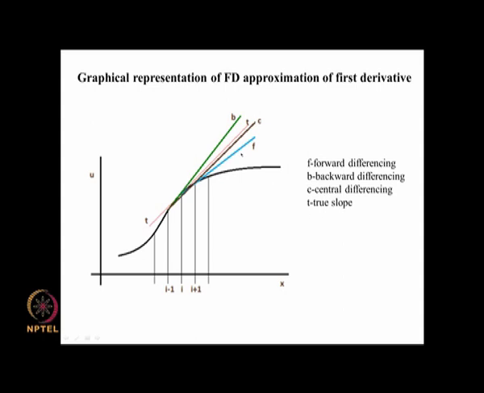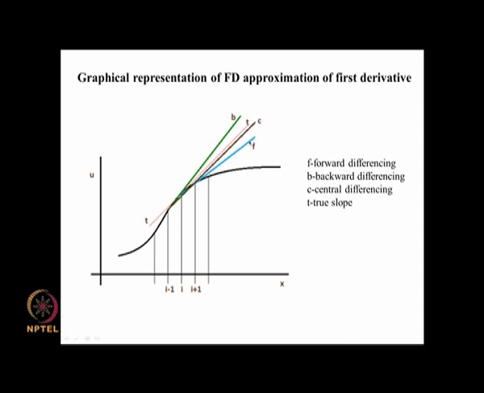So here we have the red line, which is the true slope of this particular function at the point i. If you take i plus 1 or i plus 2, the slope is varying, but at the location i, the red line is the true slope, the true derivative value at i. Forward differencing is based on the difference between i plus 1 and i. So the value of the function at i and i plus 1, if you join them by a line and then prolong it, you get this blue line.